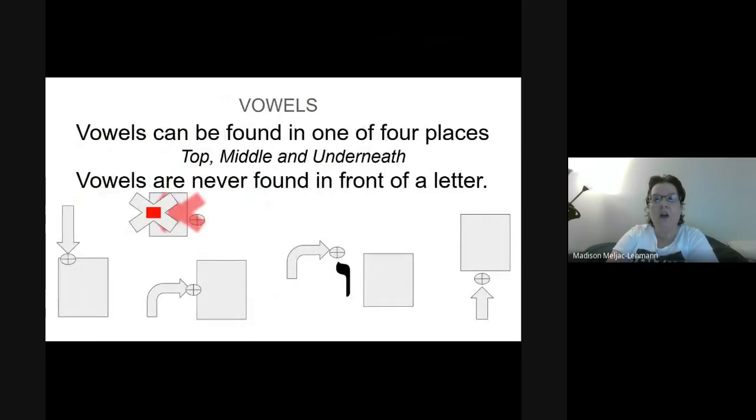Okay. Again, really quickly, just reviewing, vowels are never found in front of the box. So if there's a letter and there's a vowel in front of the letter, something went wrong. They're found underneath, they're found behind it, even sometimes behind another letter, a vowel helper, behind it in the middle or on top. They're never found in front.